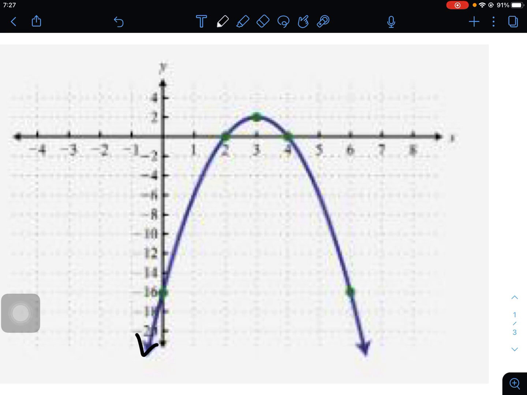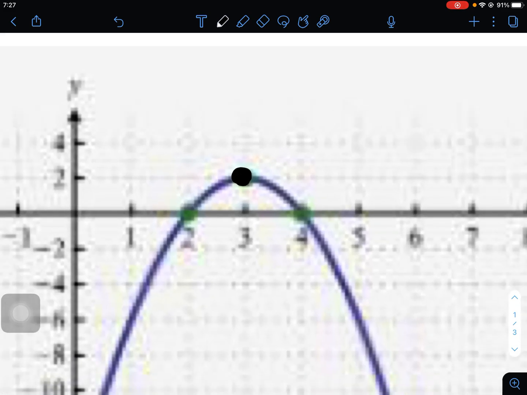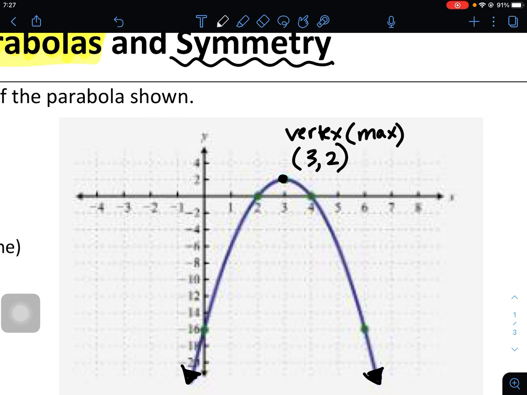So let's take a look at this example here. We can see that this graph here is concave down. As it opens down, the arrows point down in both directions, which means that the vertex up here is a maximum value. This ordered pair here is at (3, 2). So our vertex, which is a maximum, because it is the very top of our graph, is at (3, 2).